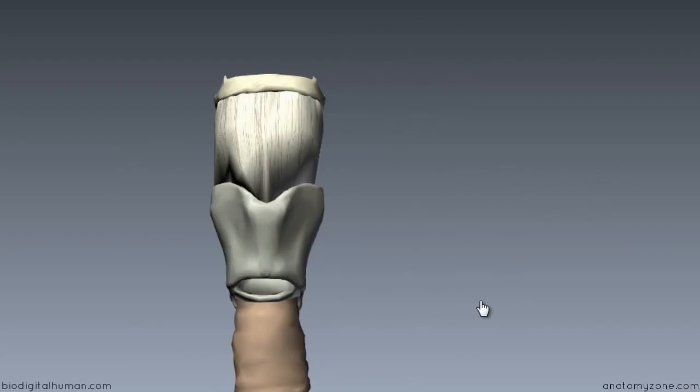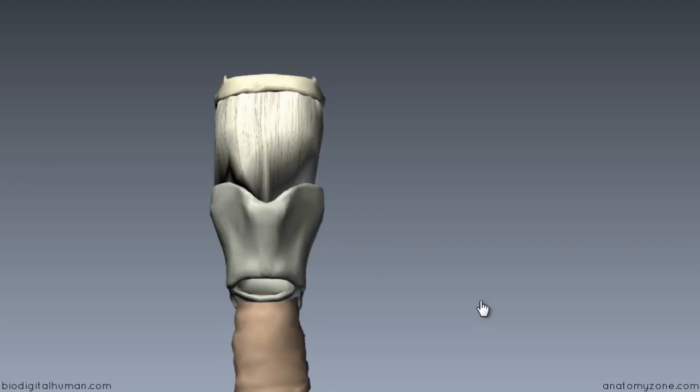So next we've got the intrinsic ligaments. So these ligaments are important in forming the cavity of the larynx itself, and they're structurally important ligaments, and they're important in the function of the larynx. So they're a little bit more complicated, so I'll try and explain them as best I can.